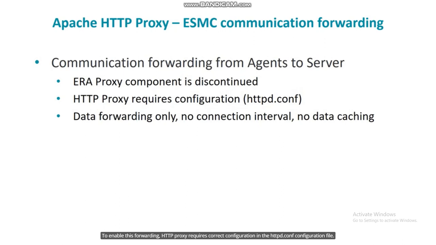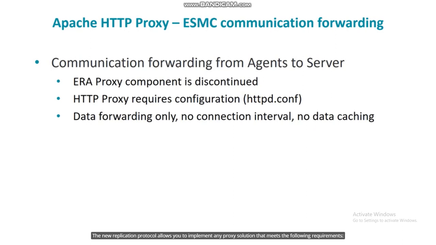To enable this forwarding, HTTP proxy requires correct configuration in the httpd.conf configuration file. Apache HTTP proxy only forwards the communication, there is no data caching like in ERA proxy. There is no special database for HTTP proxy. There is also no connection interval, the communication forwarding is immediate.